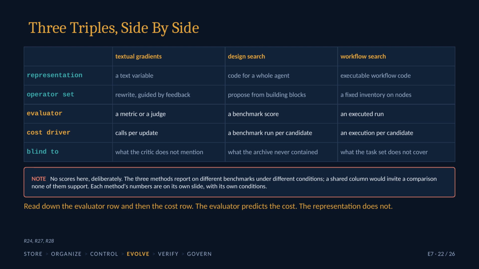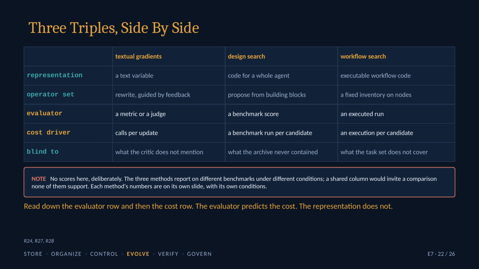All three, side by side. And one thing this table deliberately does not have, a scores column. These three report on different benchmarks under different conditions, and putting their headline numbers in one row would invite a comparison that none of them support. Each method's numbers are on its own slide with its own conditions, which is where they belong.